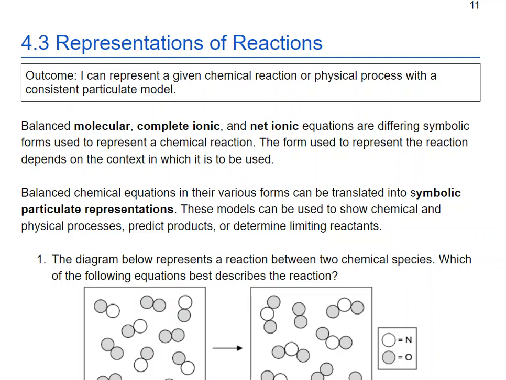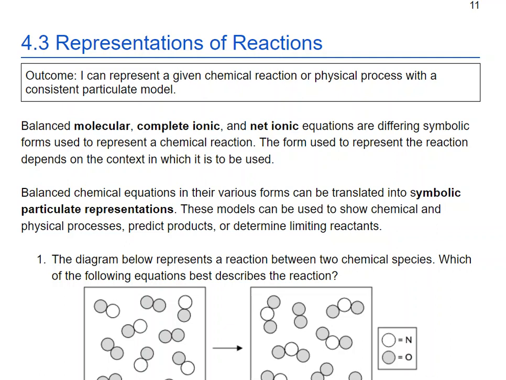4.3 is representations of reactions. Our outcome is I can represent a given chemical reaction or physical process with a consistent particulate model. So, balanced molecular, complete ionic, and net ionic equations offer different forms to represent a chemical reaction. So, we choose what form to use based on the context in which we're going to be using it.